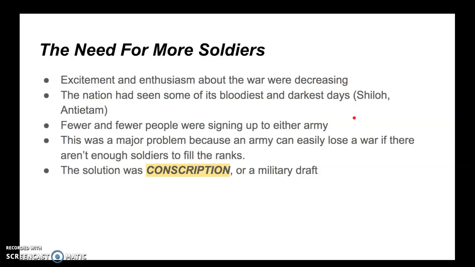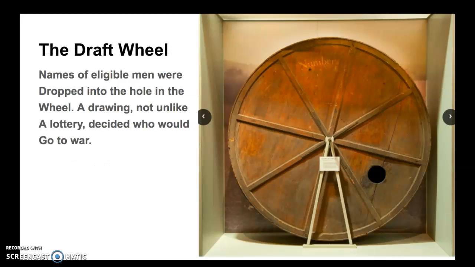This is a major problem because an army can easily lose a war if there aren't enough soldiers to fill the ranks. So the solution was something called conscription. That is a military draft. They're going to start drafting people into the Confederate Army and into the Union Army.